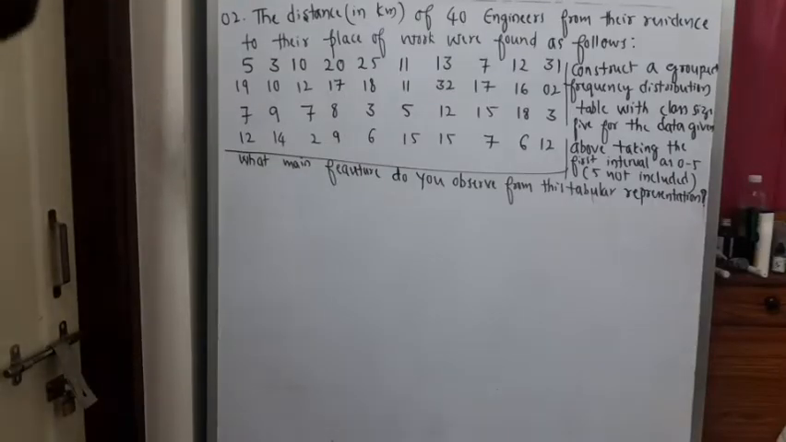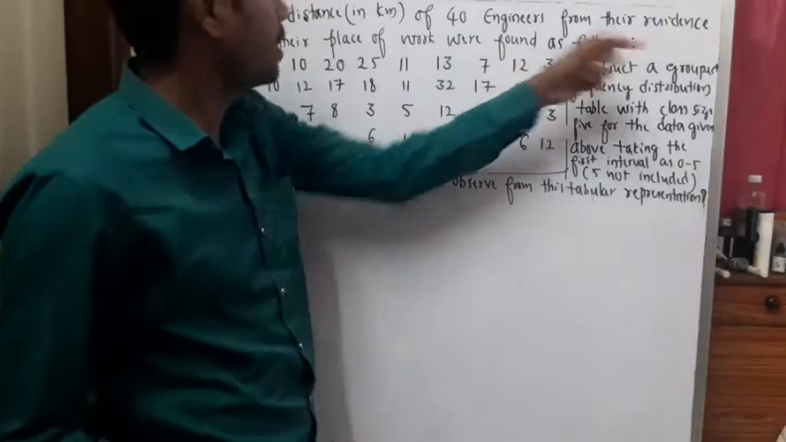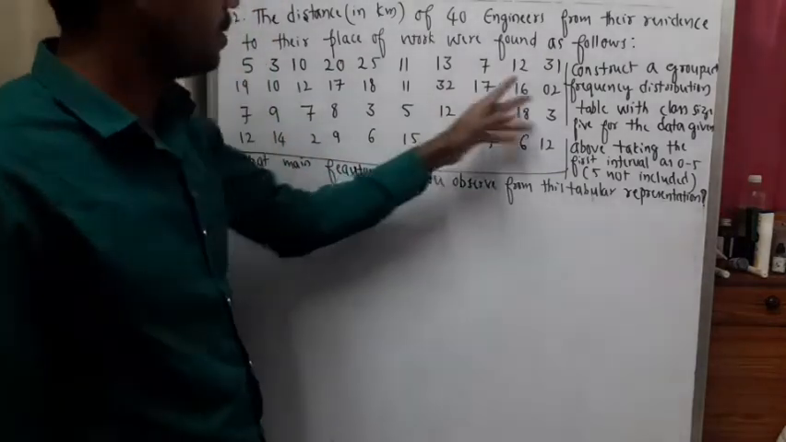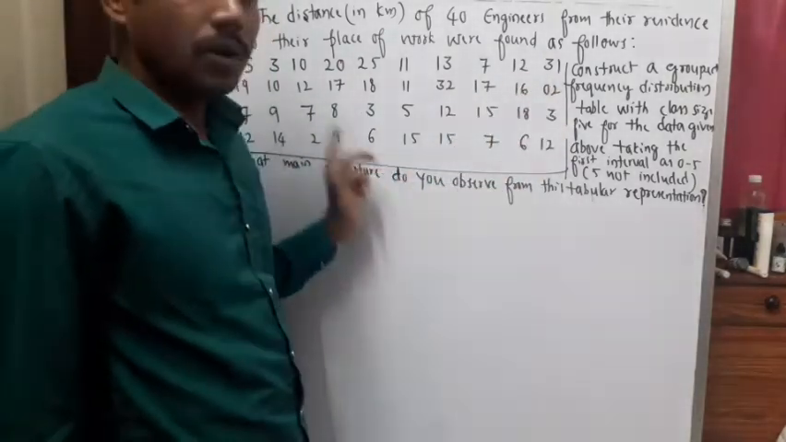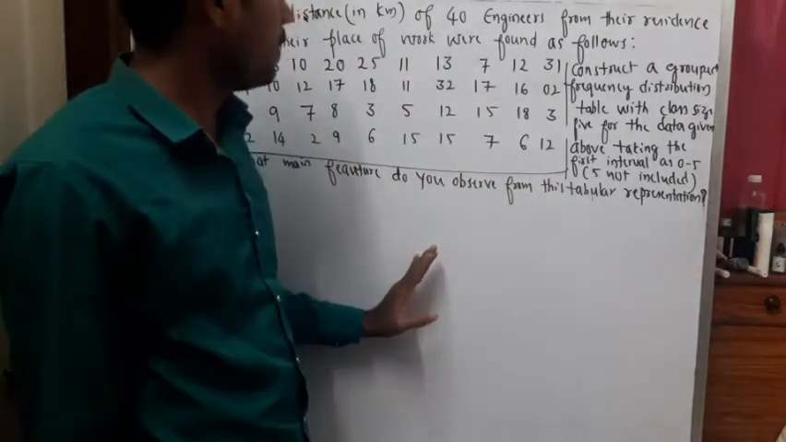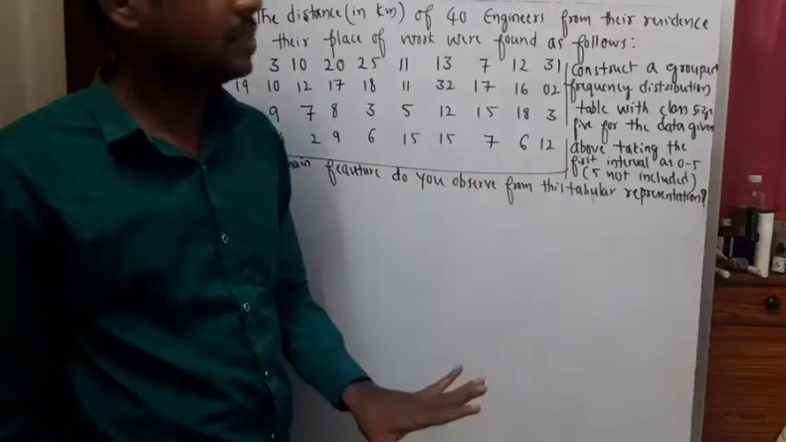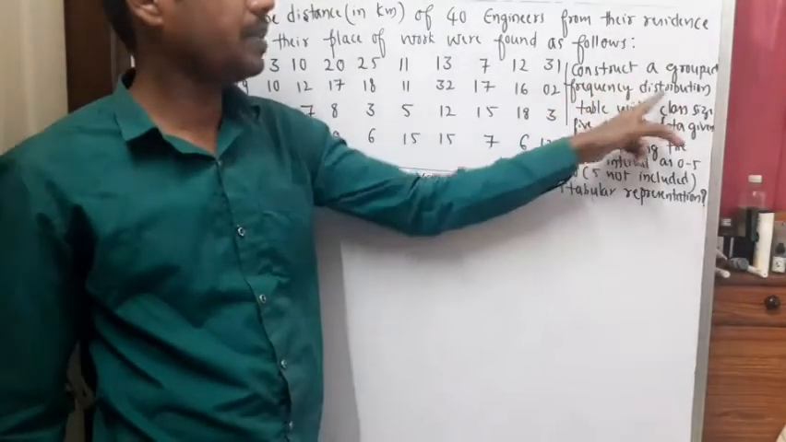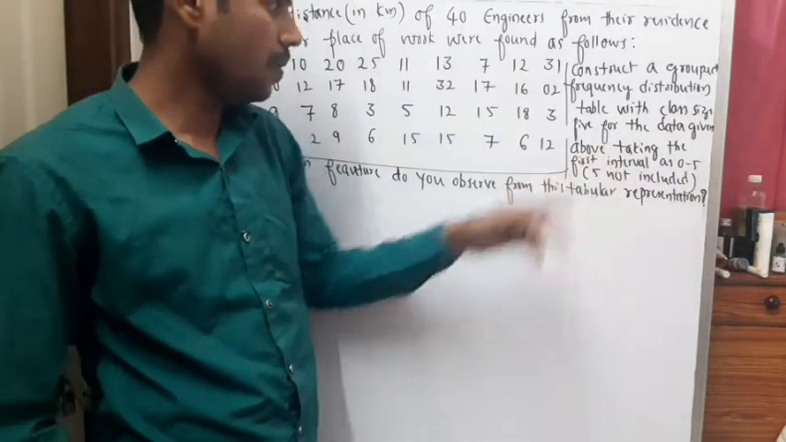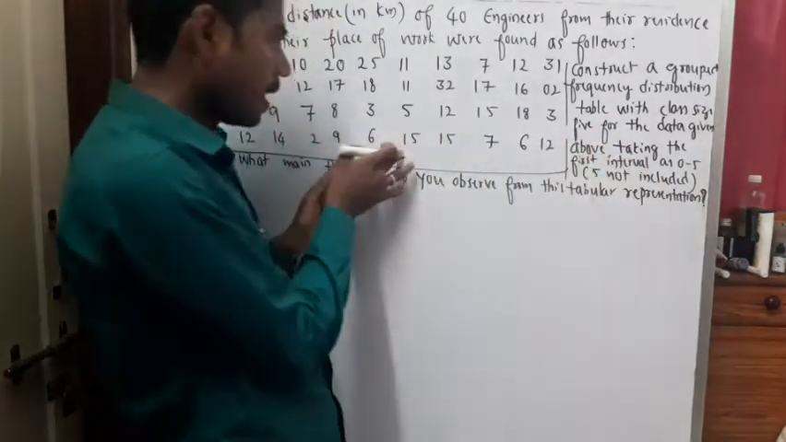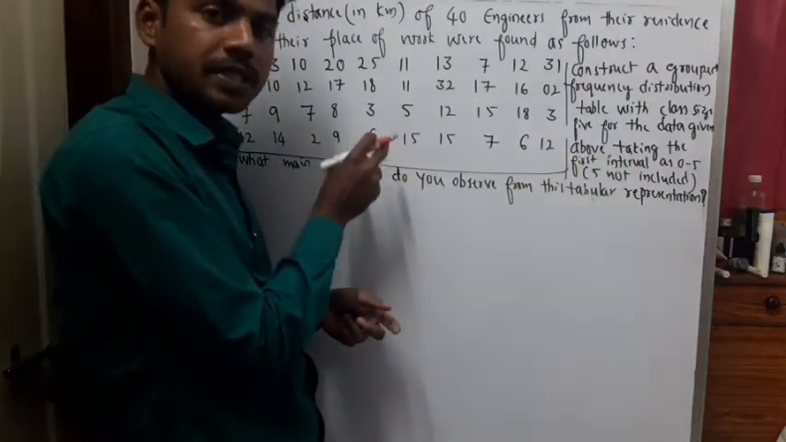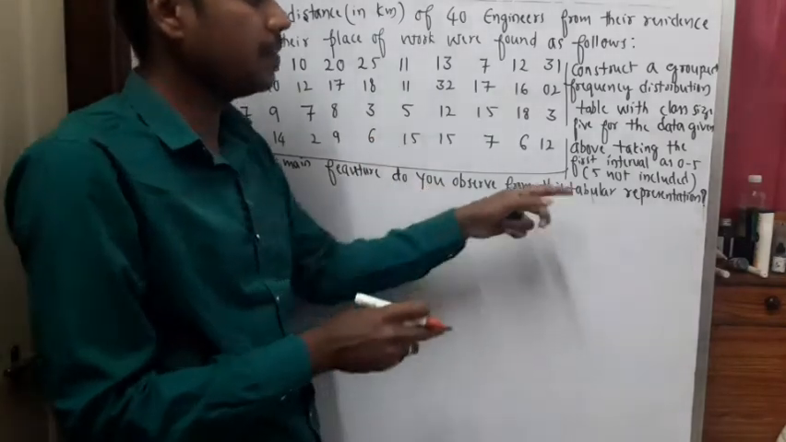So the second question: the distances in kilometers of 40 engineers from their residence to their place of work were found as follows. So they have given these distances in kilometers. This data refers to 40 engineers. We need to construct a grouped frequency distribution table with a class size of 5 for the data given above, taking the first interval as 0 to 5. So the first group interval should be 0 to 5, in which 5 will not be included.